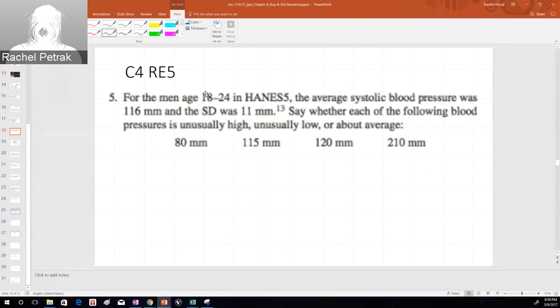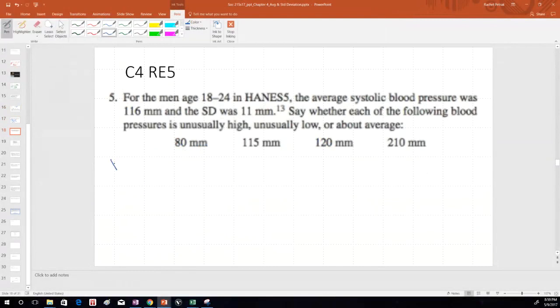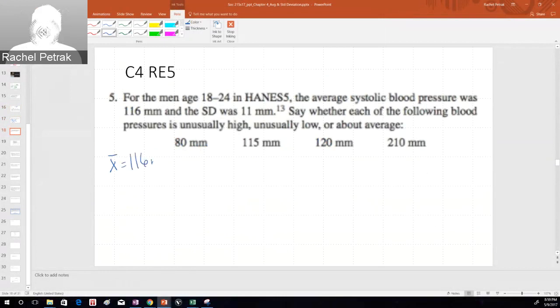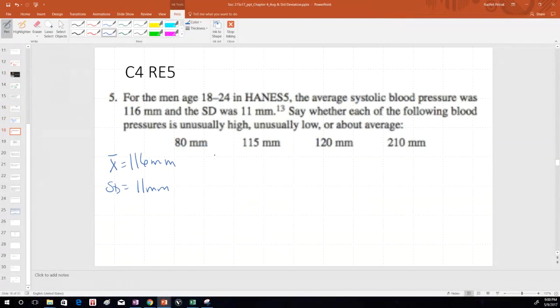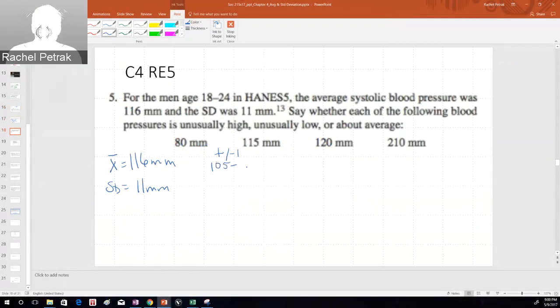So here we are. Now we're looking at men aged 18 to 24 in NHANES and their systolic blood pressure. The average was 116 millimeters, and the standard deviation was 11. Now let's look at each of these blood pressures and decide if they're high, low, or about average. So our range for one standard deviation above and below the mean would be 105 to 127. You can tell I normally do my math in a program.